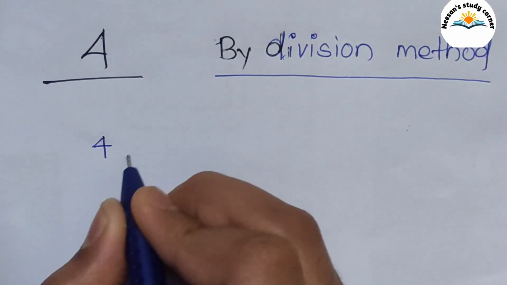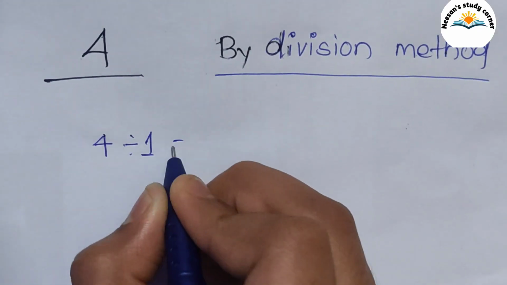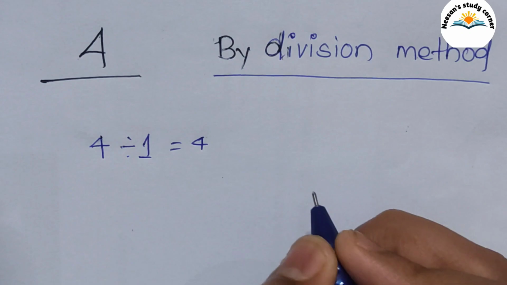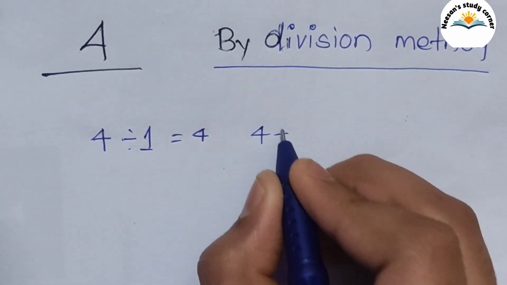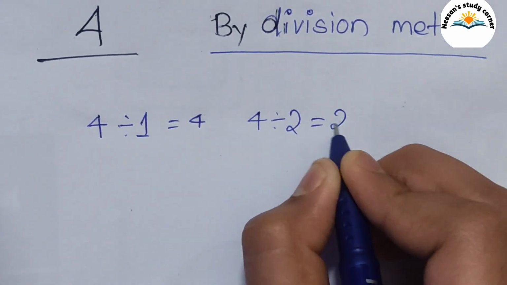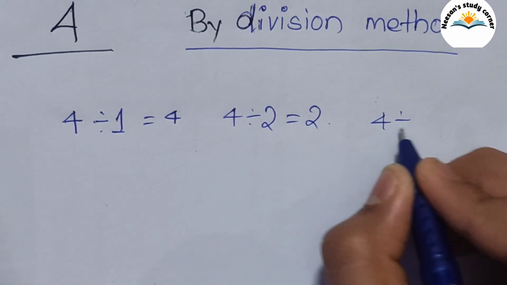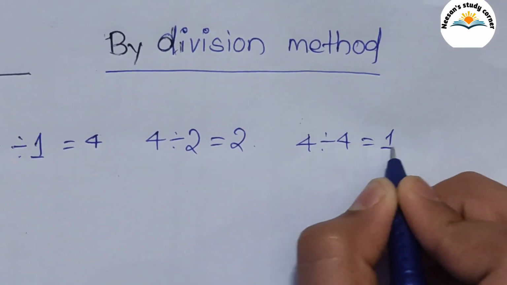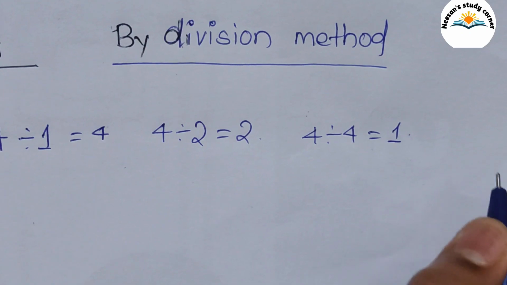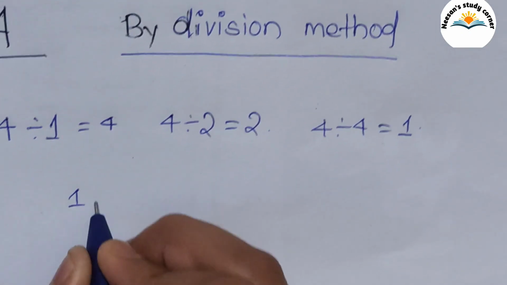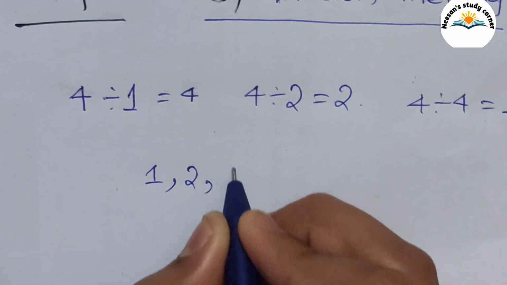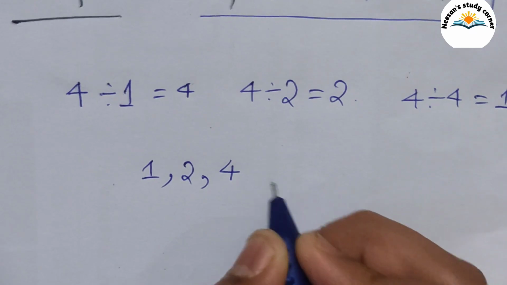Let's understand with another example, that is 4. By the division method, let's find the factors. 4 divided by 1, we get 4. 4 divided by 2, we get 2. 4 divided by 4, we get 1. Here 1, 2 and 4 are factors of 4.